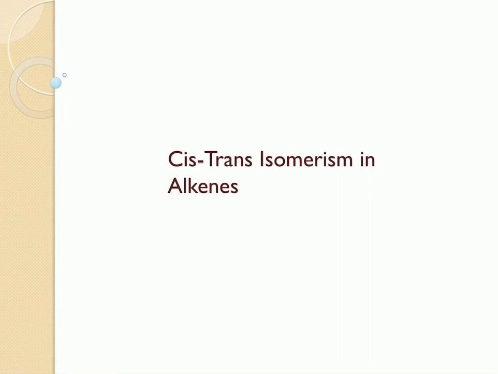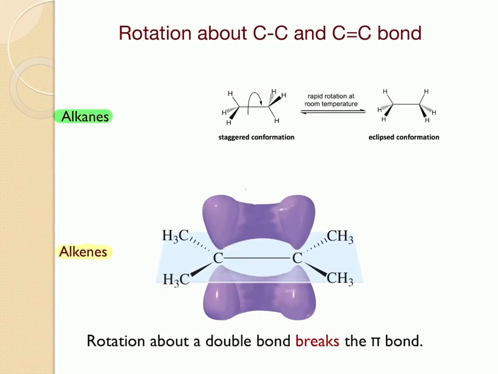Cis-trans isomerism in alkenes. In alkanes, there is no restricted rotation about the carbon-carbon single bond, which means you can rotate about the carbon-carbon single bond many times and it's going to result in different conformations. Sometimes in staggered conformation, some other times in the eclipsed conformation. Along with it, you can also get other different conformers depending upon the substituents which are present on this carbon.